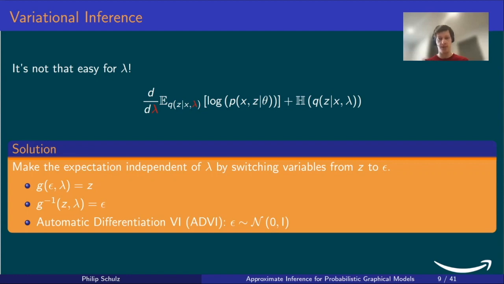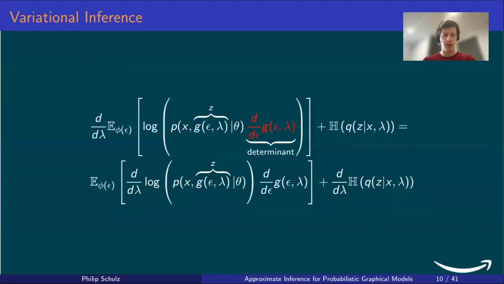can easily sample from. And automatic differentiation variational inference, which is the concrete algorithm that I'm going to present today, fixes that problem by always drawing from a normal distribution. Okay, so we're always going to have epsilon be a normal distribution. And then the task basically becomes to find a mapping from our variable z to a normally distributed variable. Once we have defined such a mapping, we can then do the following.